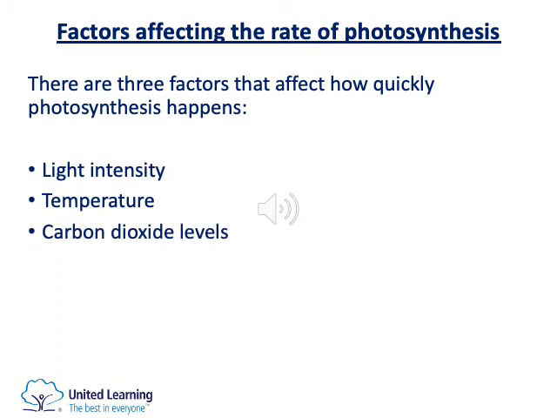Now there are three factors that affect how quickly photosynthesis takes place. Firstly, there's light intensity. So the more light you have, the more energy there is to transfer and use for reacting carbon dioxide and water. The temperature. The higher the temperature, the quicker the reaction because the particles will collide with each other more often. And the amount of carbon dioxide. Remember, for photosynthesis to take place, one of the reactants needed is carbon dioxide. So the more carbon dioxide you have, the more photosynthesis you'll end up with.